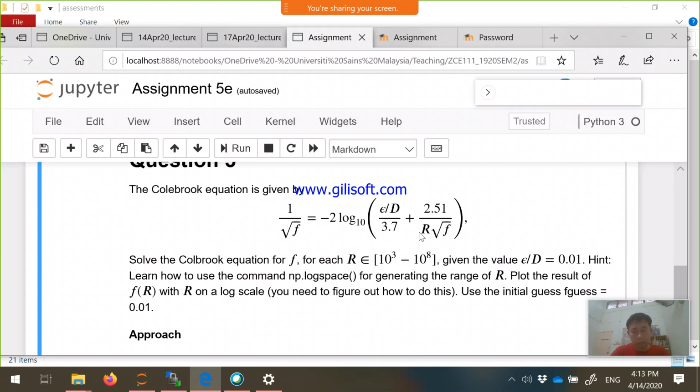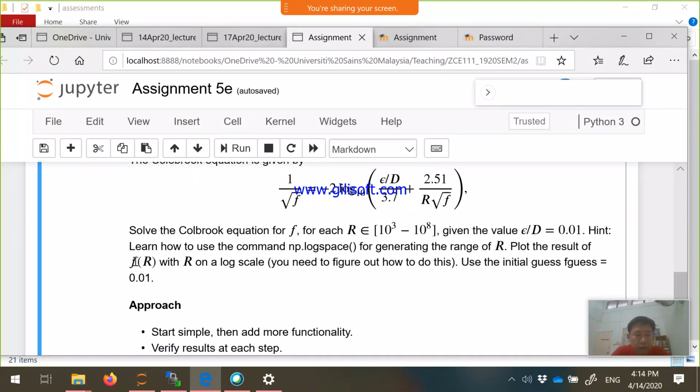You have to write a code, a for loop or things like that, in order to find out what the values of f are. So you have to change the values of r from 10 to the power of 3. So you fix the values of r, then you solve it, find out what the values of f are. After you have found the values of f for one r, then you have to change the values of capital R again, so that you get different values of f. So after you have done that, then you have to plot the values of f as a function of r on a log scale.